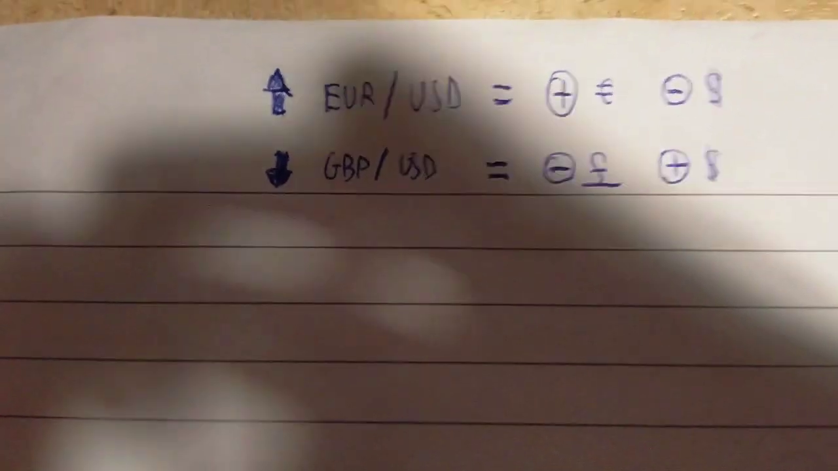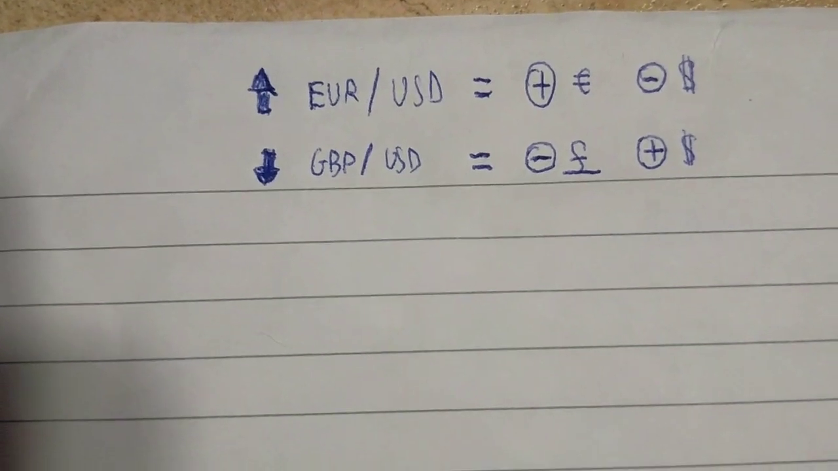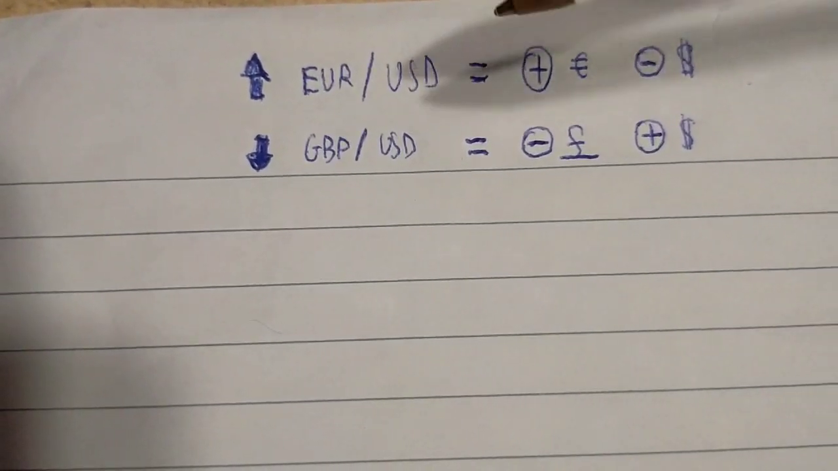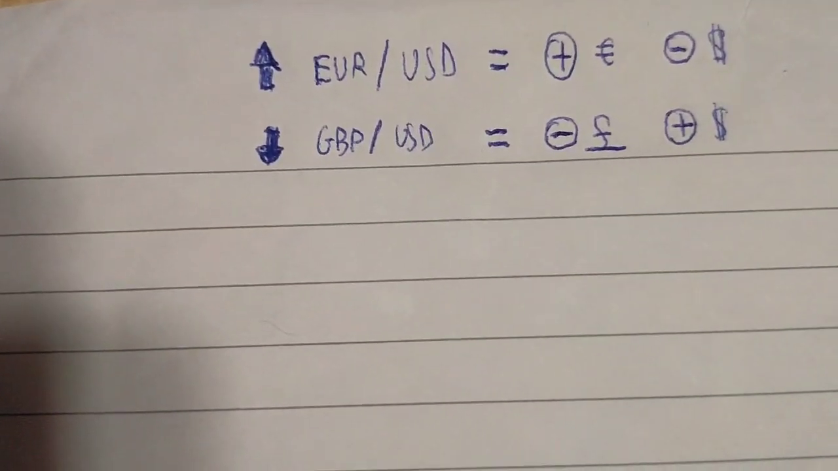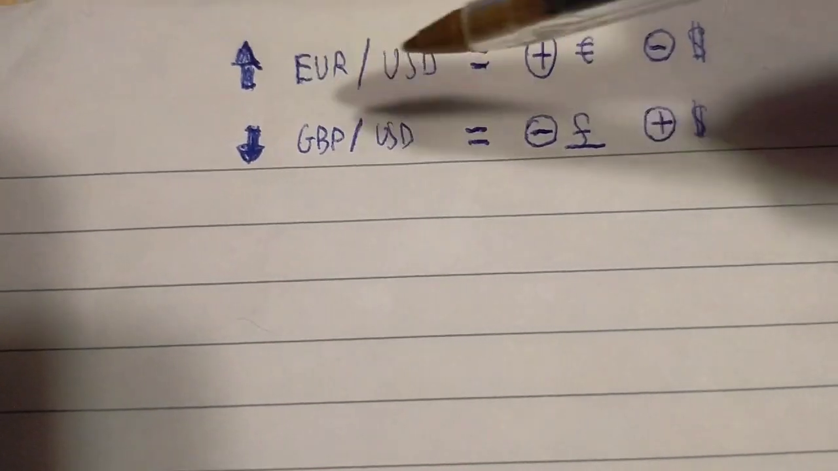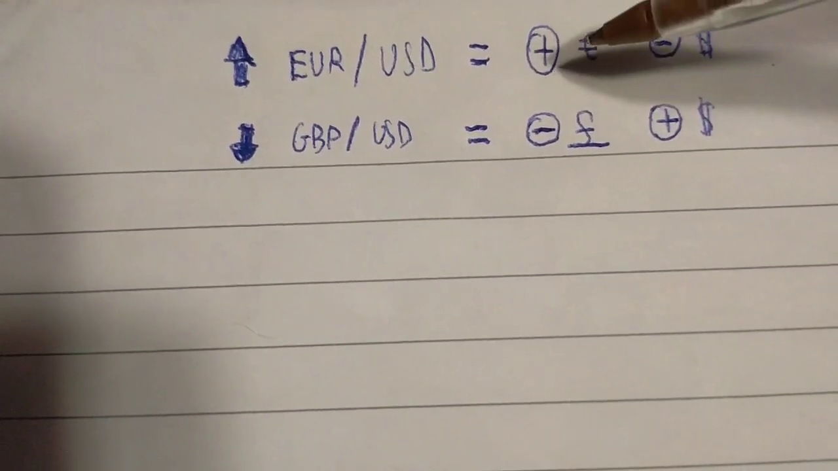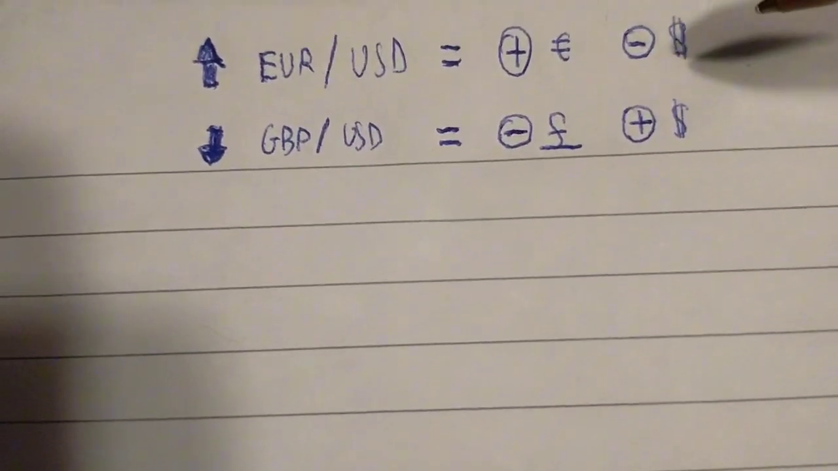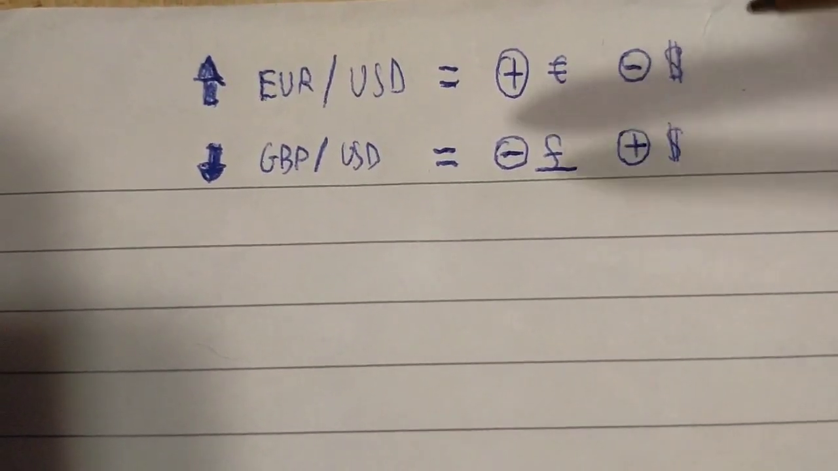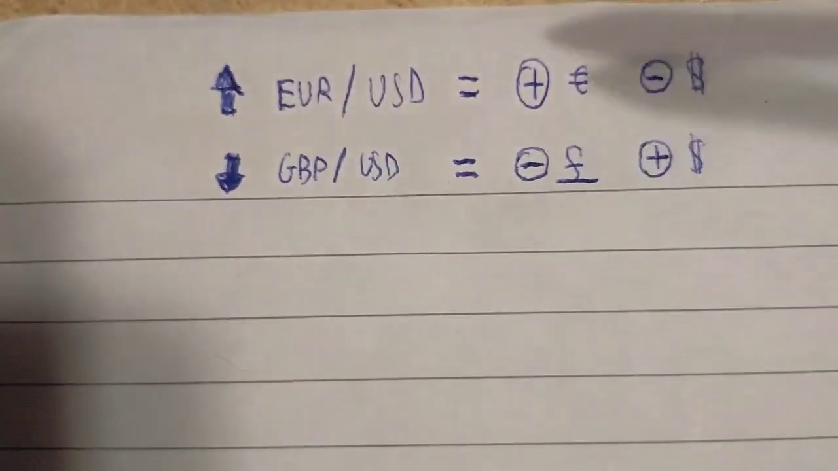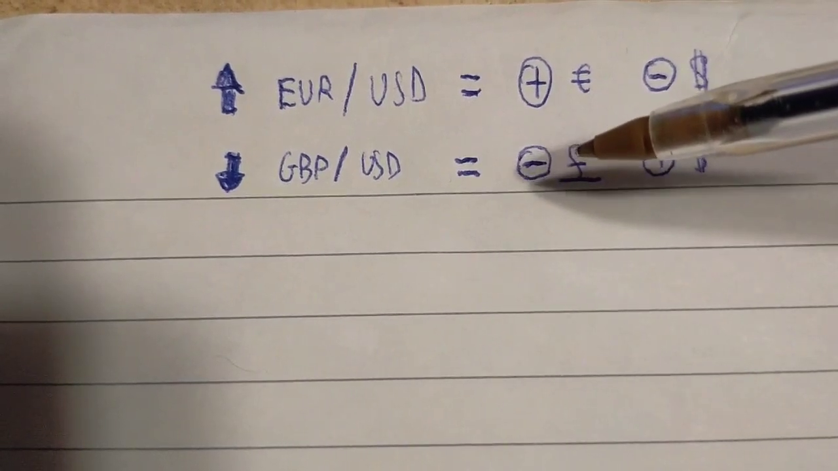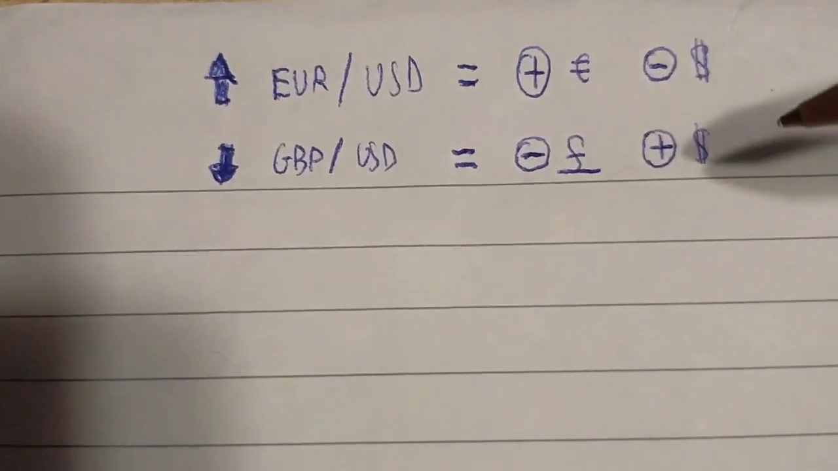Let's suppose that we are buying EUR/USD and at the same time selling GBP/USD. So in the first case, we are buying Euro and selling USD. In the second case, we are selling Great Britain pound and buying US dollar.